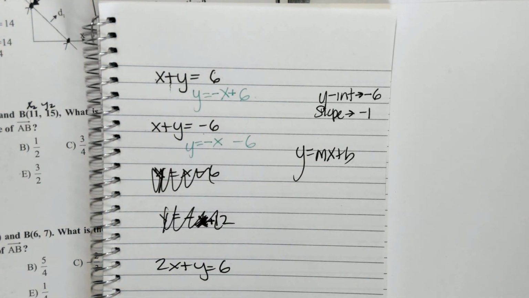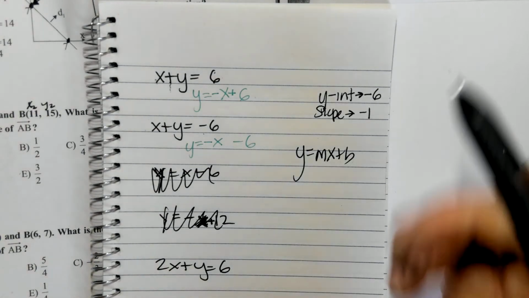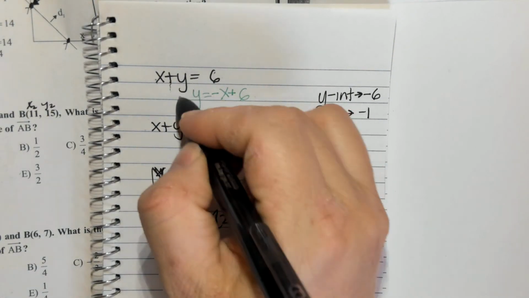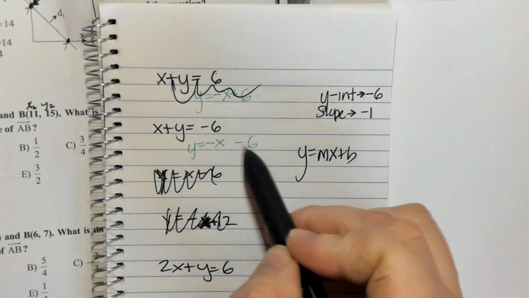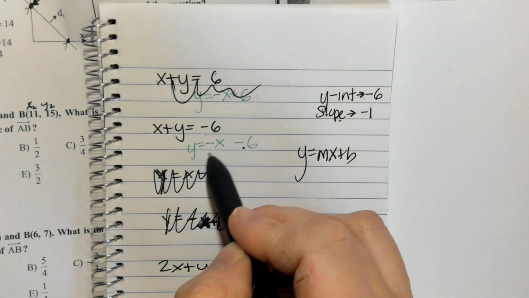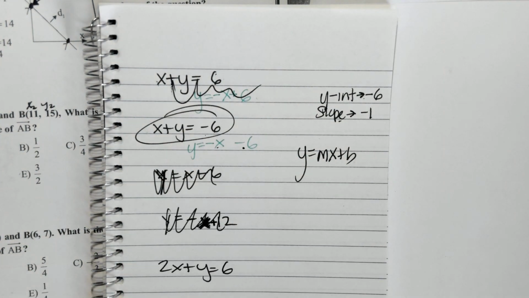Now before I do the next one, let's stop and check. Is the y-intercept -6? No. Is the y-intercept -6? Yes. Is the slope -1? Yes. Option B is the correct answer.